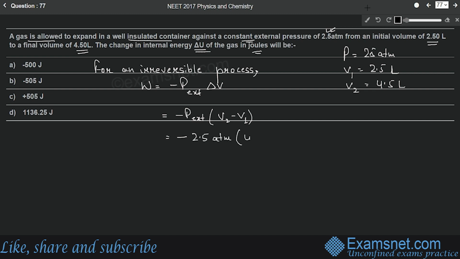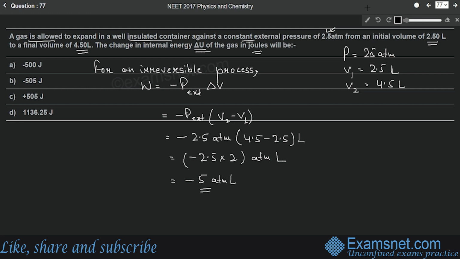V2 is given as 4.5 liter and V1 is given as 2.5 liter. So that is minus 2.5 into 2 atmosphere liter, because 4.5 minus 2.5 is 2. So it will be equal to minus 5 atmosphere liter.